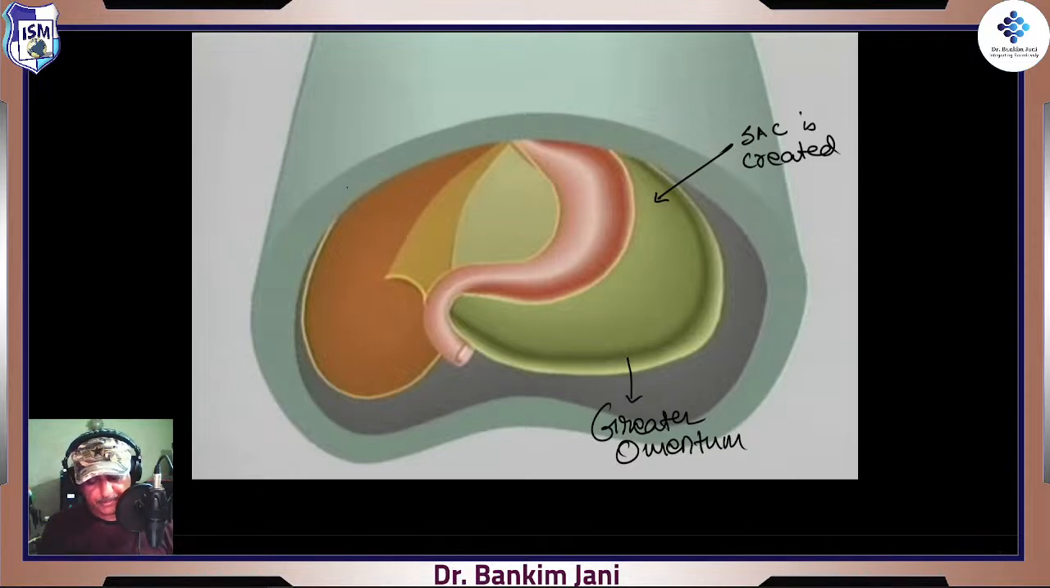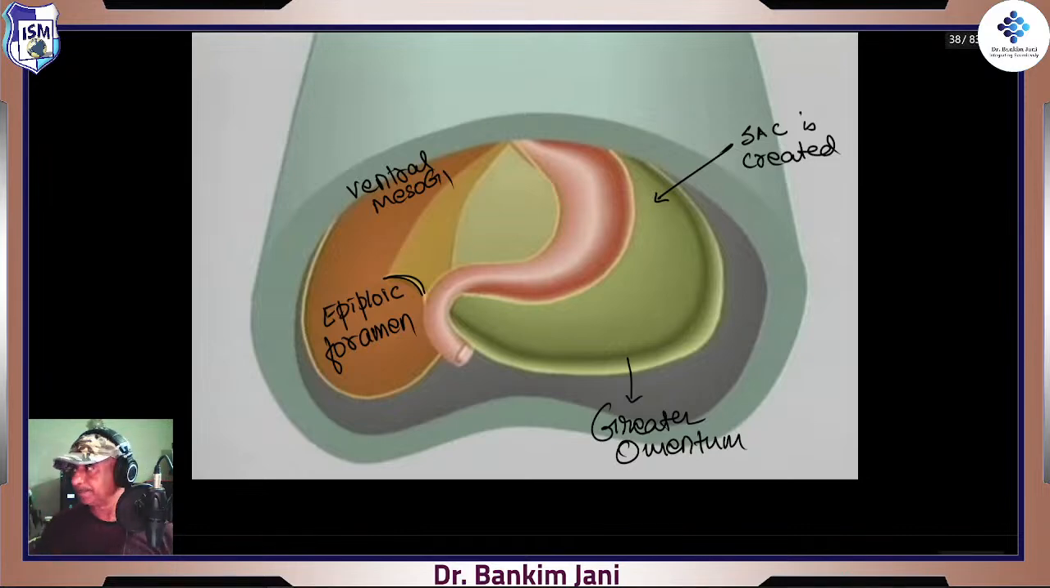So over here we have got the ventral mesogastrium. That is what this one is, the epiploic foramen. And that is the lesser omentum. And then it forms this lesser sac behind the stomach.